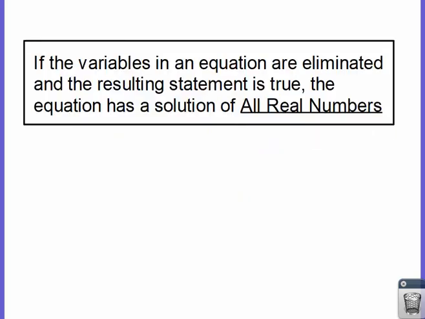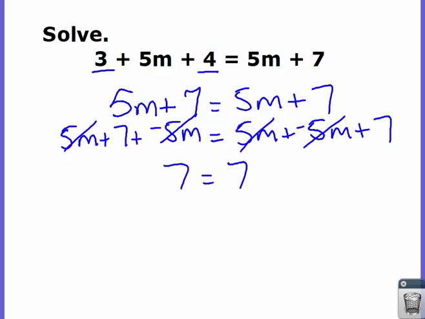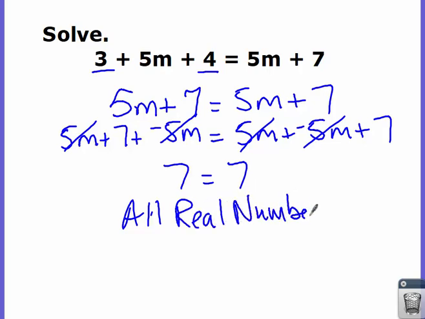So what do we do? Well, if the variables in an equation are eliminated, in other words, the letters go away, and the resulting statement is true, then the equation has a solution of all real numbers, which means I could plug in any number into this m, whether it be a rational number or an irrational number, and it would work. So what do I do in this particular case? Well, we write 7 equals 7, and then right underneath that we write all real numbers. And that's the answer to that question.